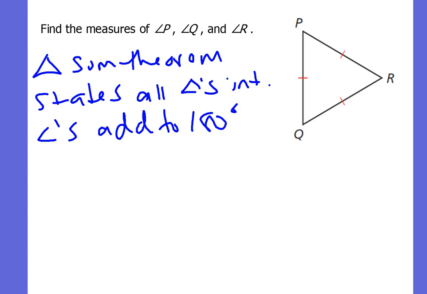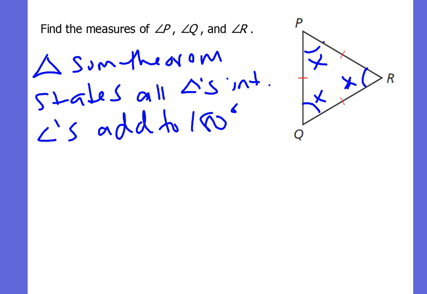Well, what did our corollary of the base angles theorem tell us? If it's equilateral, then it's equiangular. Every single one of these angles is congruent to one another. So what if I called that angle X, and that angle X?